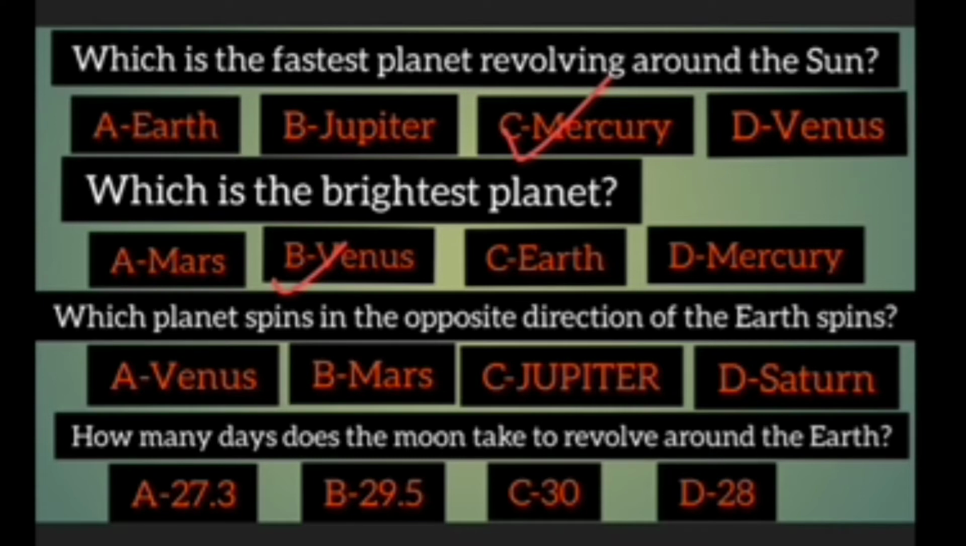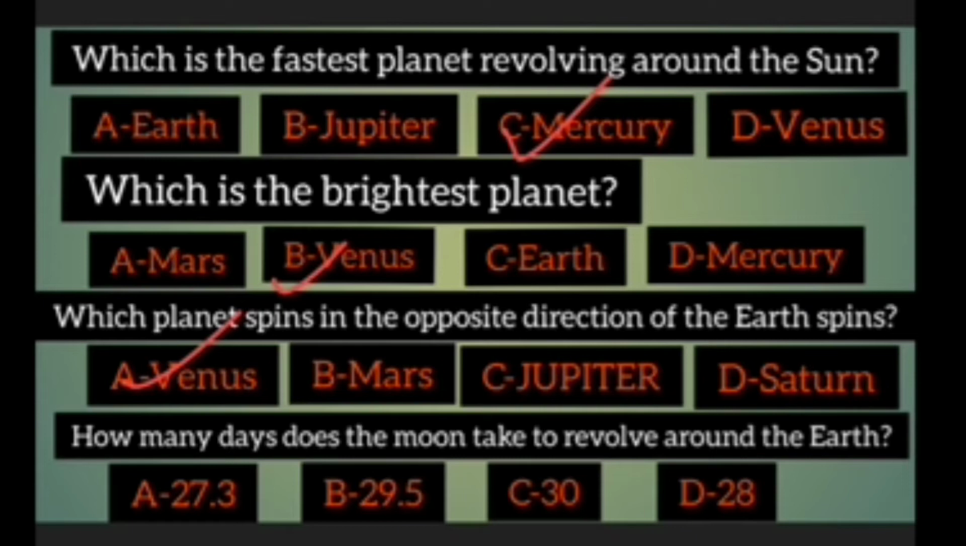Next question. Which planet spins in the opposite direction of Earth's spin? A. Venus, B. Mars, C. Jupiter, D. Saturn. Answer A. Venus. Venus spins in the opposite direction to Earth. The sun rises in the west on Venus. Similarly, Uranus also spins in the opposite direction.